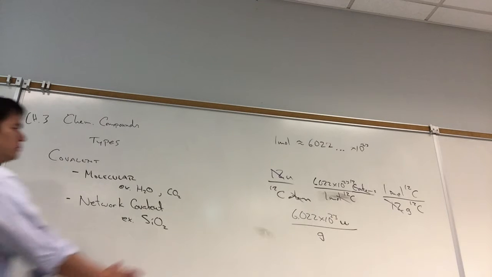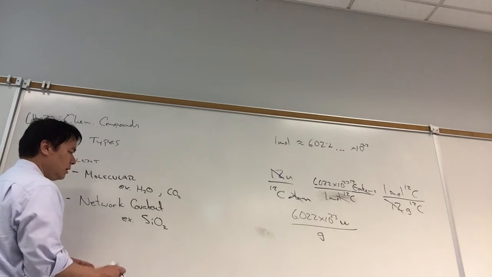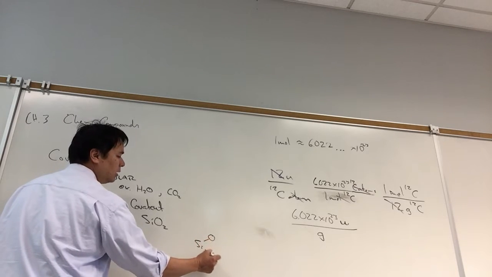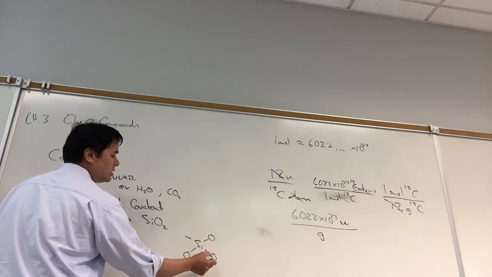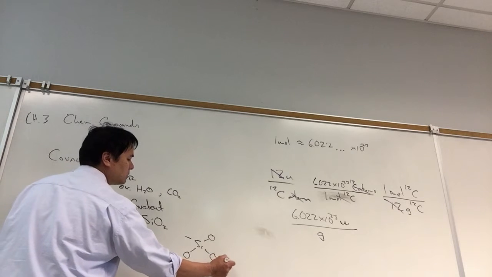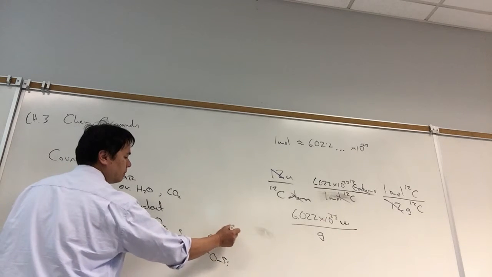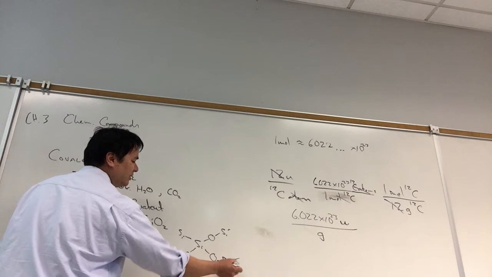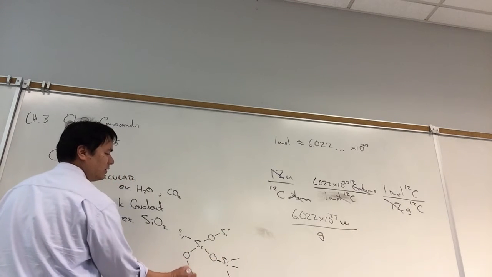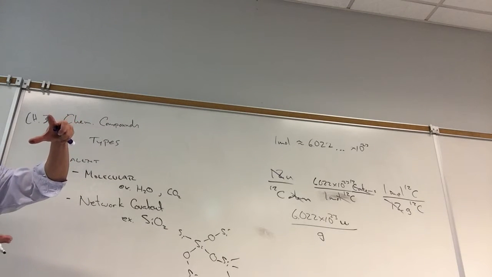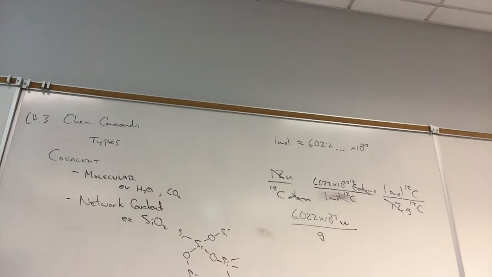Carbon dioxide forms individual molecules, whereas a network covalent solid forms what we call a lattice. In this case, it's a covalent lattice. And it just keeps going. It forms a nice crystal. And so it's a lattice of bonds.